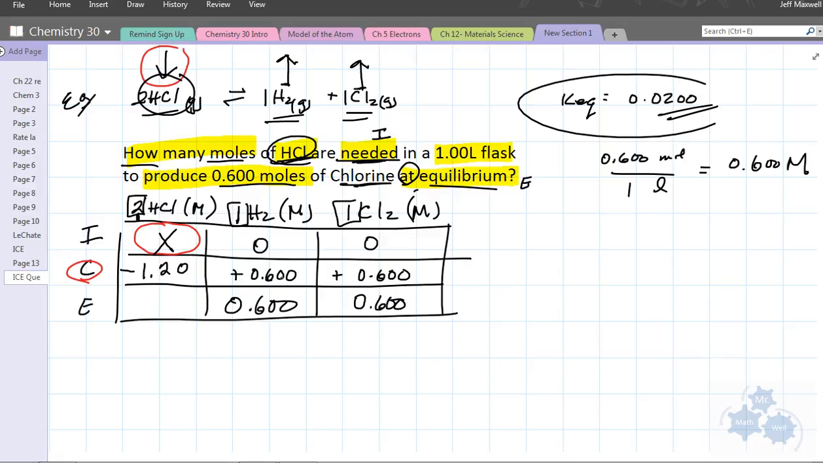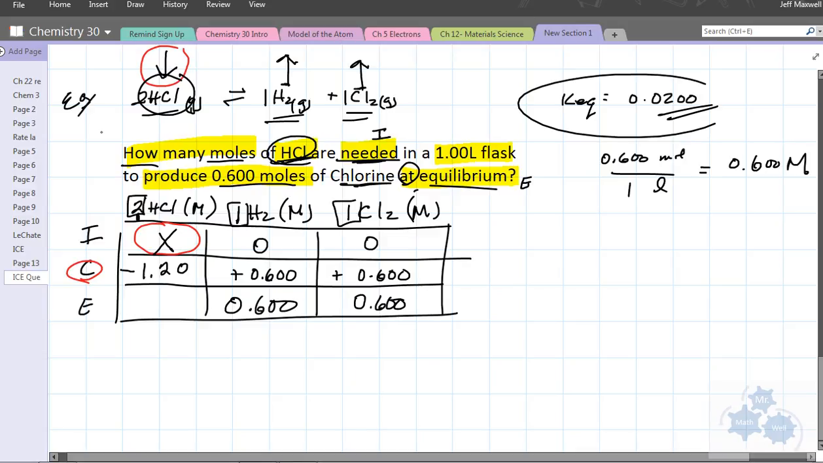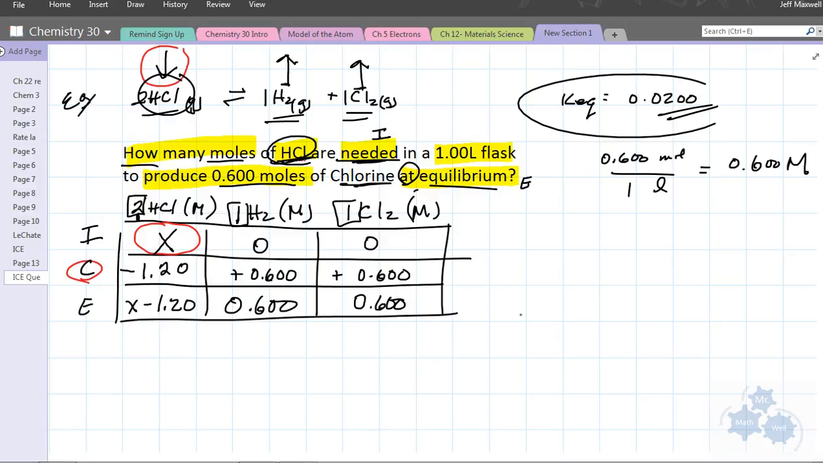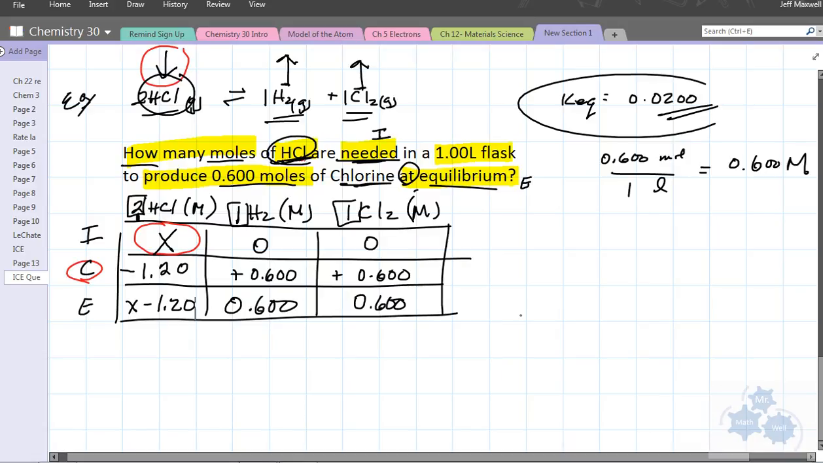Yeah, we're not done yet, though. We're going to plug things into an equation. But we aren't quite done yet. Okay? So, what is the last space to be filled here? Right, and of course, that's what we do for equilibrium row, is we say x minus 1.20. And you fill in that last spot there. Okay?